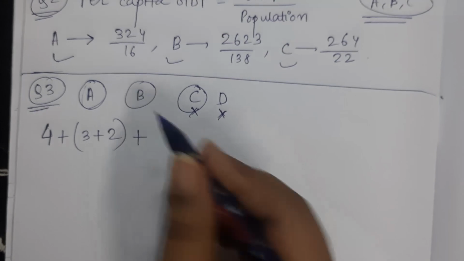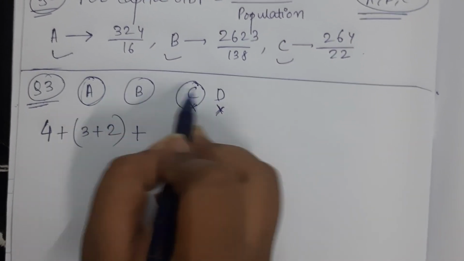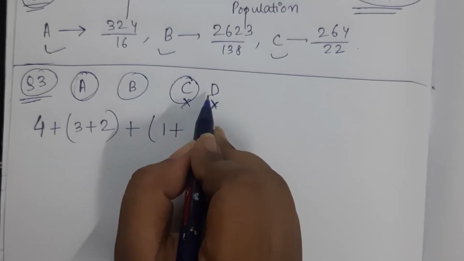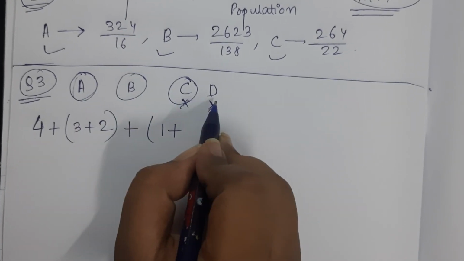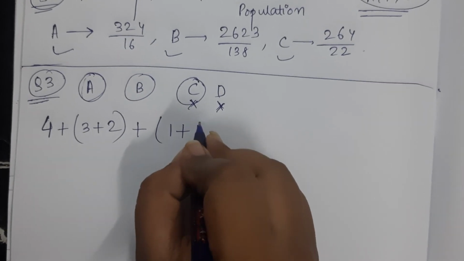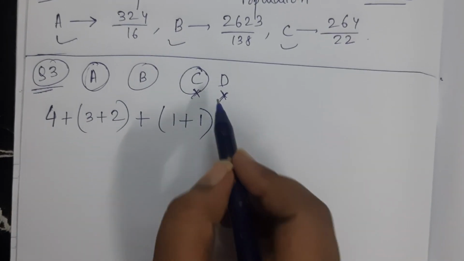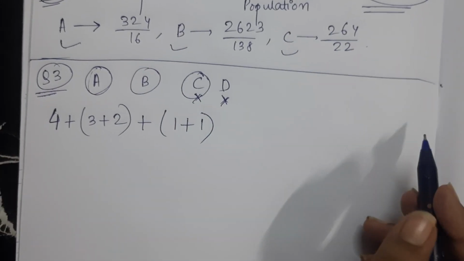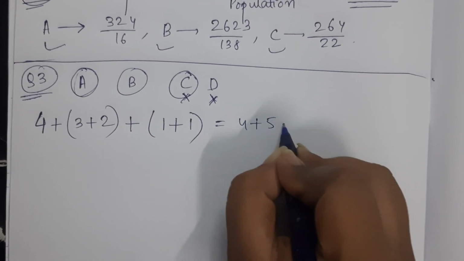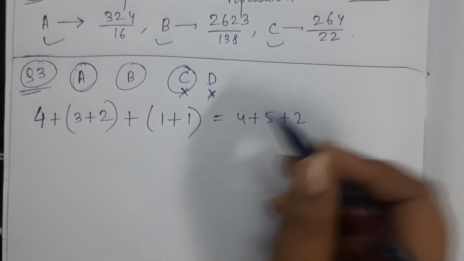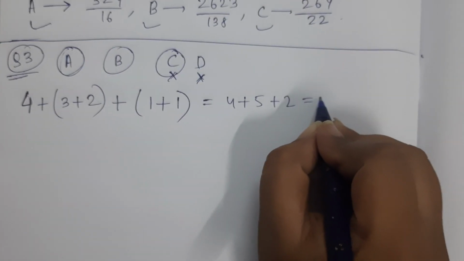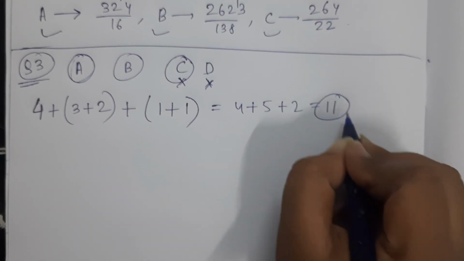So for triples we have A, B, C, so that is 1. B, C, D cannot happen. A, C, D cannot happen. But A, B, D is another option, so plus 1. And all 4 cannot happen together because C and D cannot go together. So this should be equal to 4 plus 5 plus 2. This is 4 plus 5 plus 2, which is giving me equal to 11. So the correct option is 11.